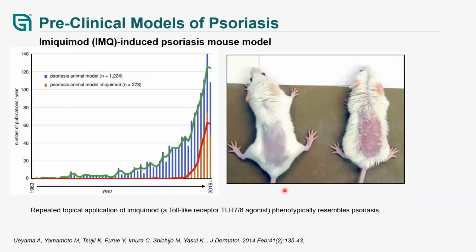Topical application of IMQ in mice has been investigated as a model for psoriasis. Because of its practicality, the IMQ preclinical model has found broad application and is cited in the majority of publications using animal models of psoriasis. You can see how there's been a dramatic increase in this model being reported in the reports of psoriasis preclinical models.